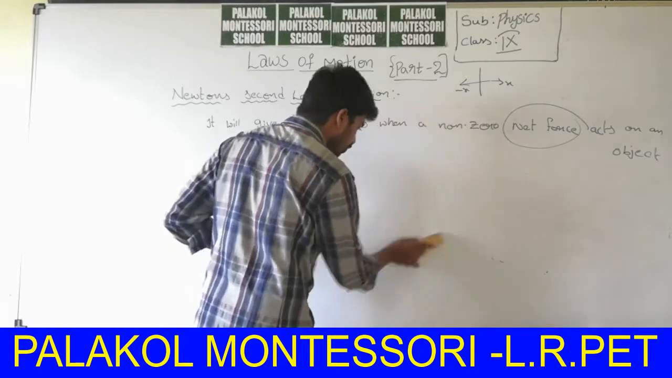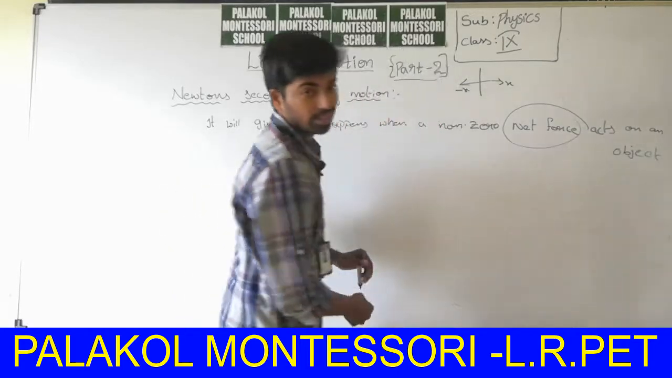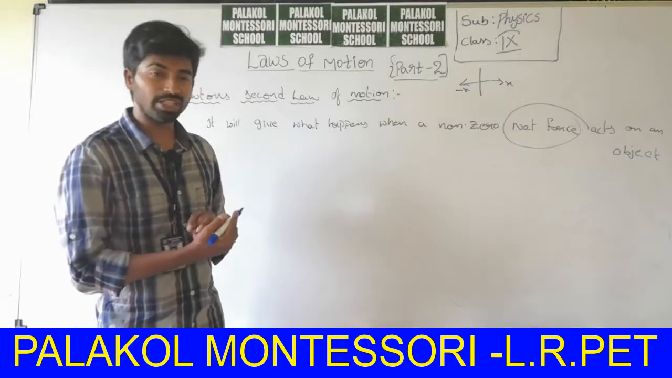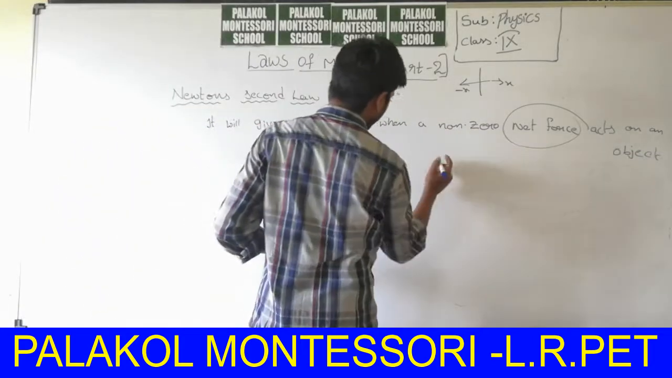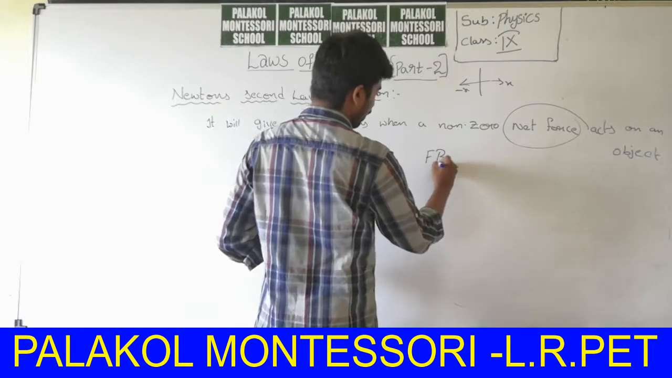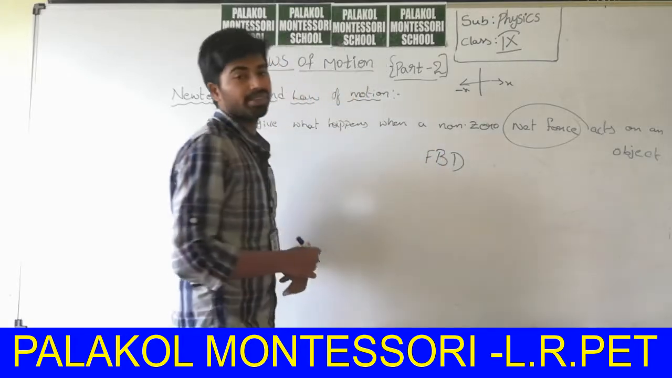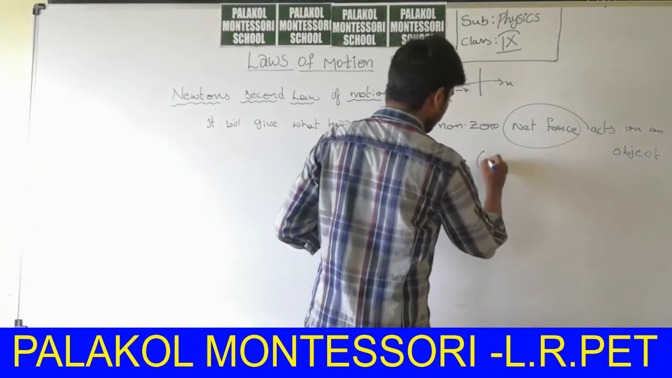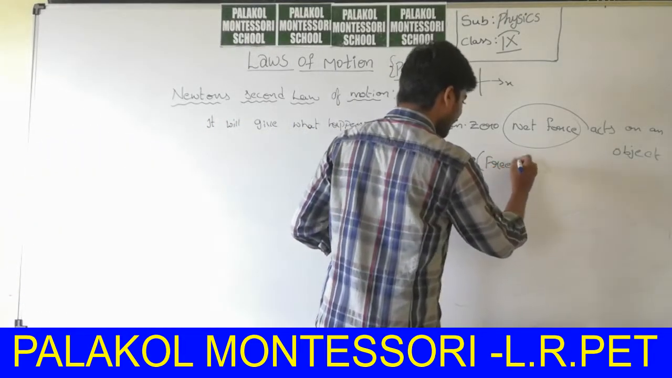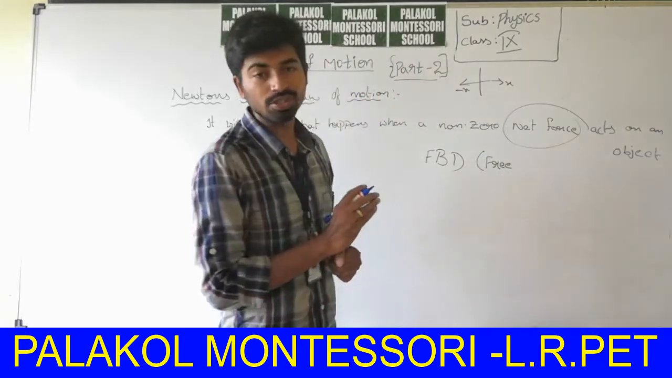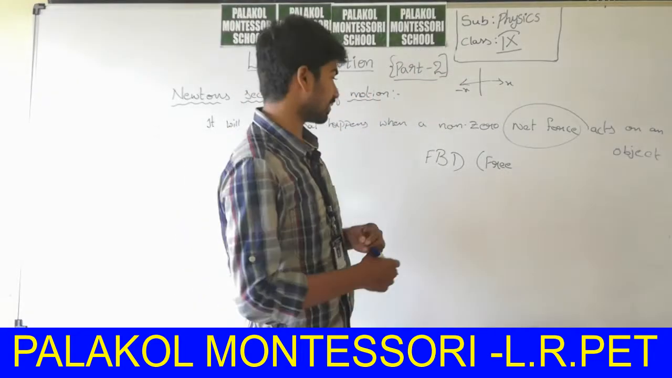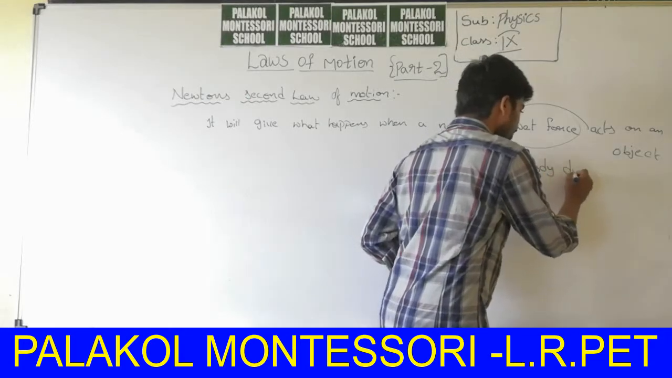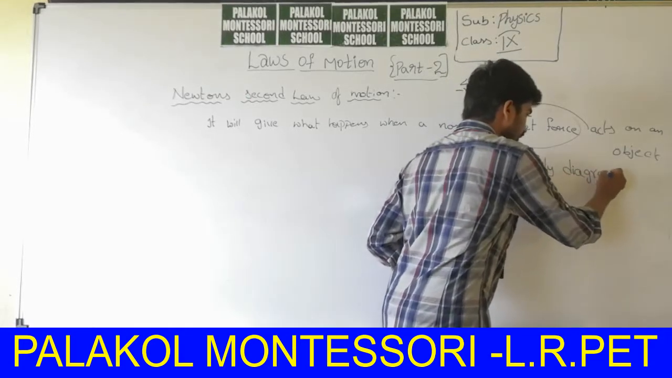To find the net force acting on any object, you need to draw a free body diagram, which we simply call FBD. This diagram shows what are the forces acting on the object.